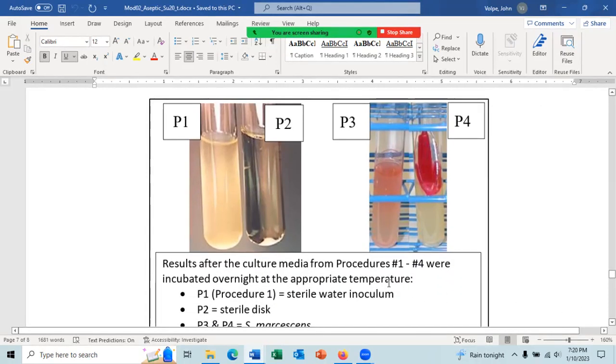We give you pictures because you can't actually do this experiment. For procedure 1, there's the result. For procedure 2, there's the result. For procedure 3, here's the result. For procedure 4, there's the result. You note that when Serratia marcescens is grown in a broth, it'll have a pink color. But if it's grown on a solid media like a slant, it will be a red color.